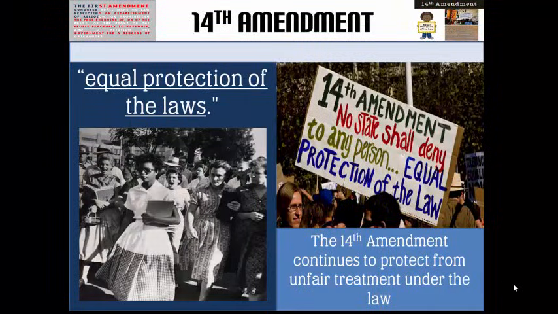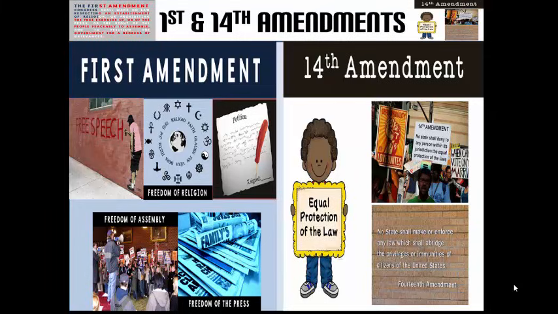These words of the 14th Amendment, equal protection of the laws, were used to bring an end to legal segregation and continue to be used by anyone who feels that the government is treating them differently under the law from other people. This powerful amendment is designed to make sure that all people are treated equally and the same, whether by the national government or state governments. And that concludes our look at these 2 important amendments.